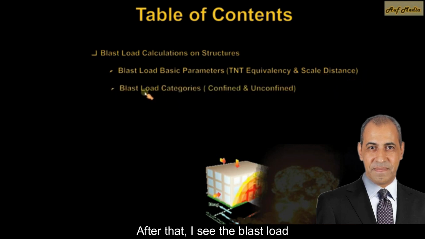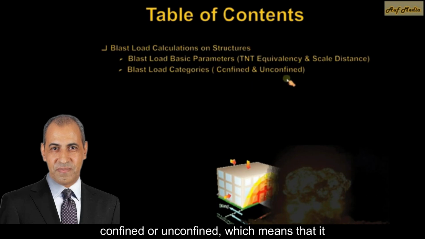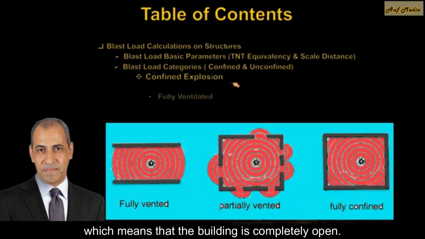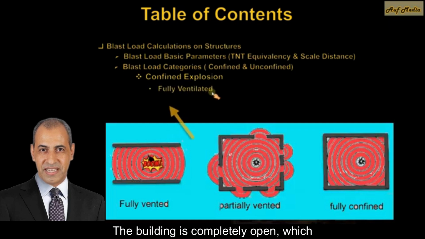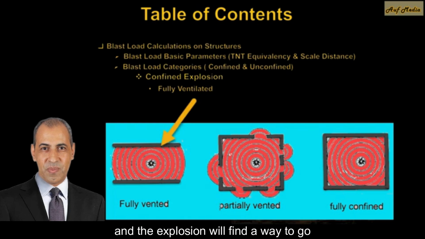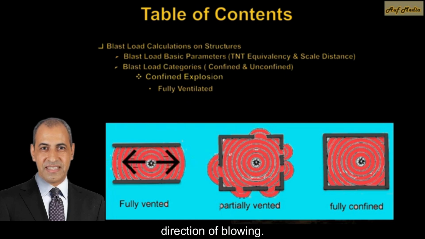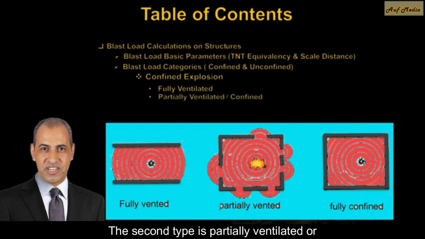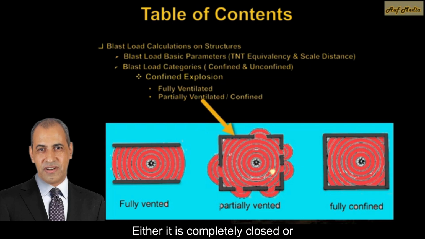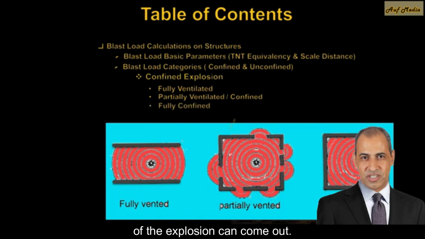After that, we see the blast load categories. First, whether it is confined or unconfined. If it is a confined explosion, it can be a fully ventilated building, which means that the building is completely open, and the explosion will find a way to go through it from beginning to end without any obstacle in the direction of blowing. The second type is partially ventilated or partially confined, which means it is between the two, neither completely closed nor completely open. There are some openings from which a part of the explosion can come out.